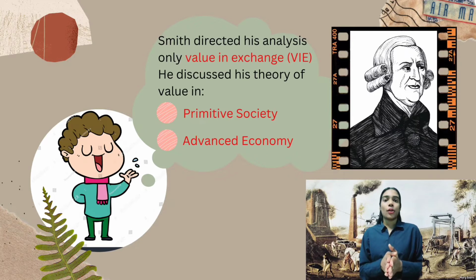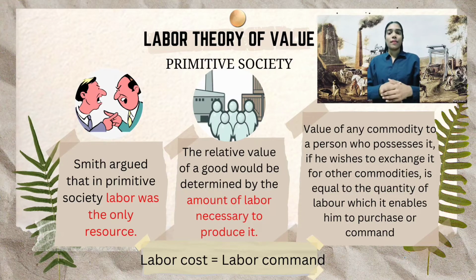He discussed his theory of value in primitive society and advanced economy. Thus, we will have a look at the labor theory of value in primitive society. Smith argued that in primitive society, labor was the only resource. The relative value of a good would be determined by the amount of labor necessary to produce it. The value of any commodity to a person who possesses it, if he wishes to exchange it for other commodities, is equal to the quantity of labor which it enables him to purchase or command. In this primitive society, labor cost equals labor command.